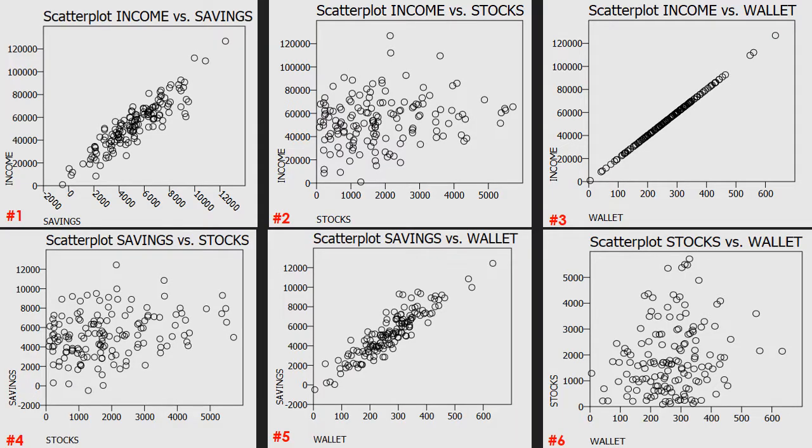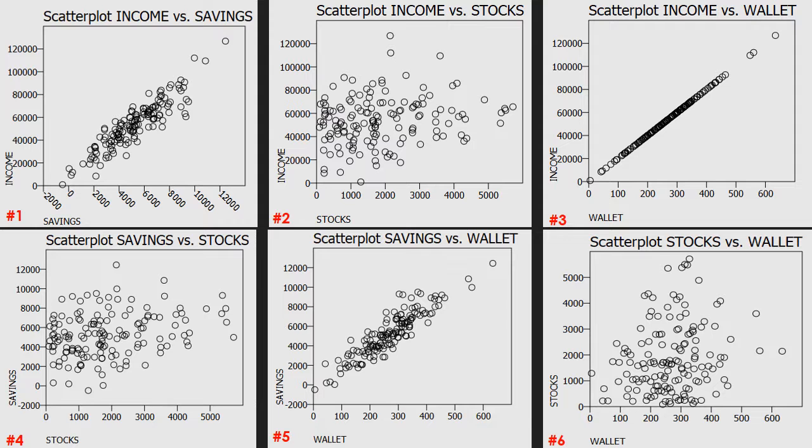I thought it would be good to show the scatter plots of each of these hypothesis tests to summarize these tests visually. Going from left to right, number 1 is income and savings, 2 is income and stocks, 3 is income and wallet, 4 is savings and stocks, 5 is savings and wallet, and 6 is stocks and wallet.